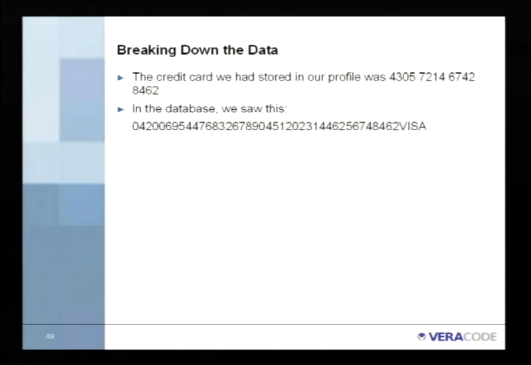Anyway, so we try to break down that data. And the credit card that we had stored in our profile was just generated using one of those tools that generates credit card numbers that satisfy the Mod 10 requirement for calculation. So in the database, that particular field that ended in Visa, that's the one we're looking at. So in the database, when we changed our credit card to that, we saw that.